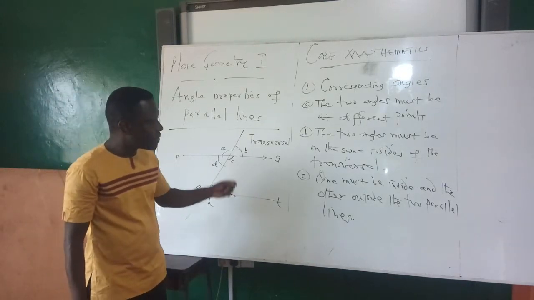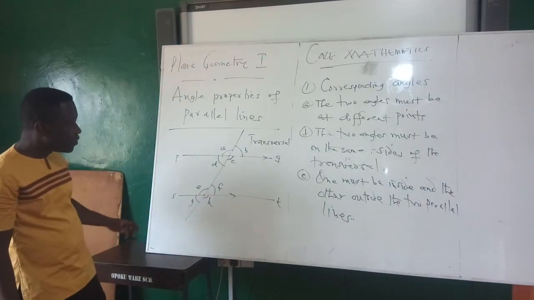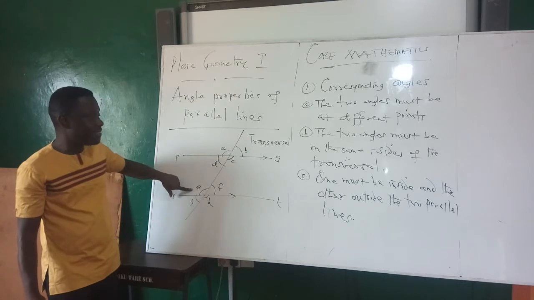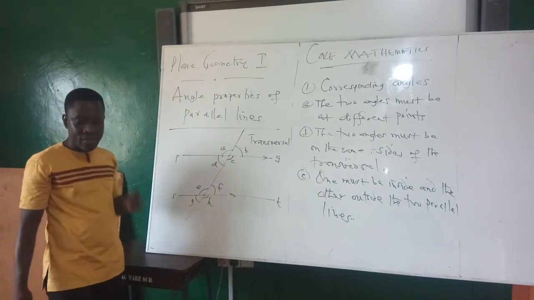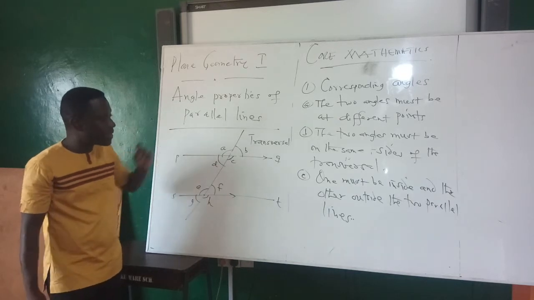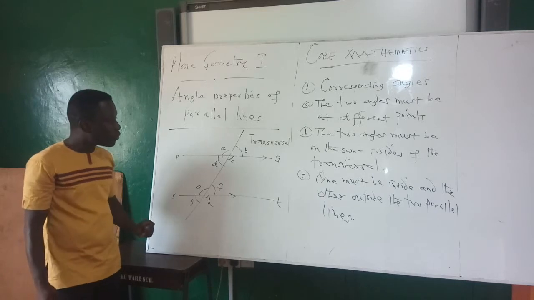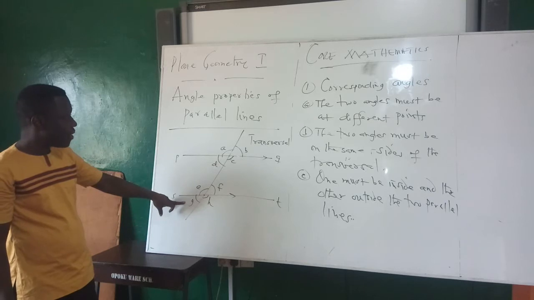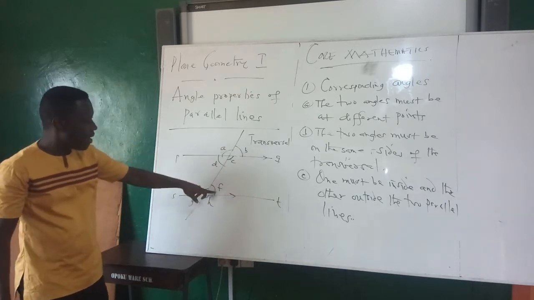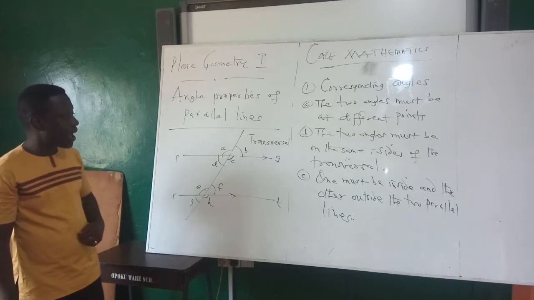The last one is that one must be inside and the other outside the two parallel lines. So you notice that in this case, E is inside and A is outside. So it means that A and E satisfy all these three conditions. And so I can emphatically tell you that A and E correspond. So will also be D and G, and then also B and F, and then C and H. You will notice that they all satisfy the three conditions in that manner.